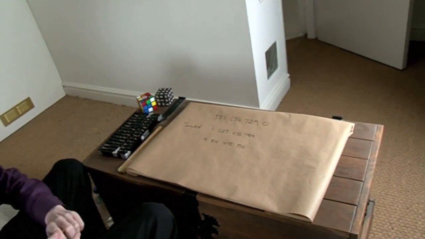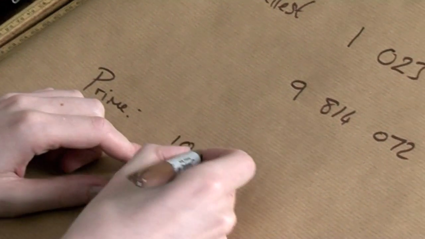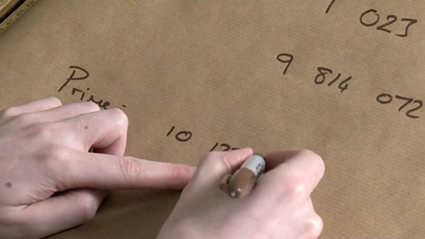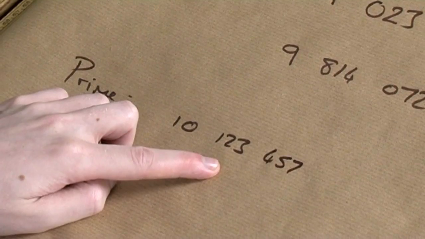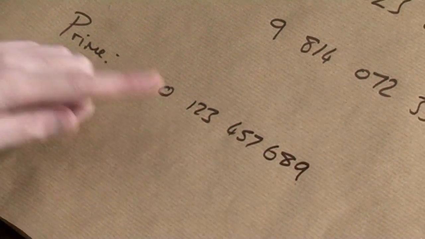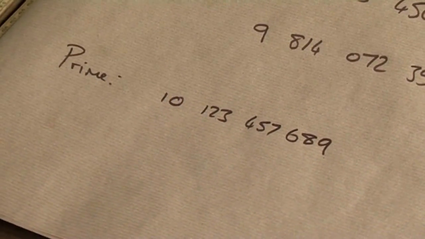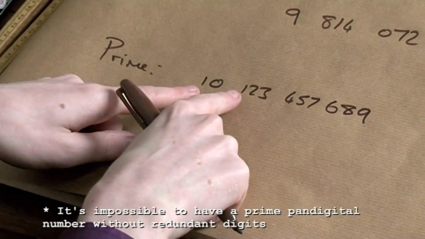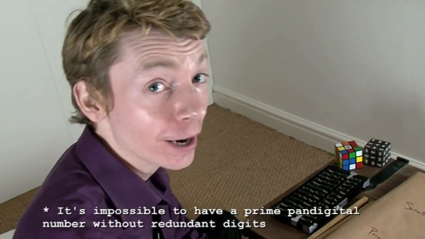Alright. Oh, but you're like a prime, weren't you? Oh, a prime pandigital. You want a prime pandigital number. I thought you'd like that. So it's 10,123,457,689. That's one of the looser definitions of pandigital because you can see I've used the 1 twice there, but that's a prime number as well.